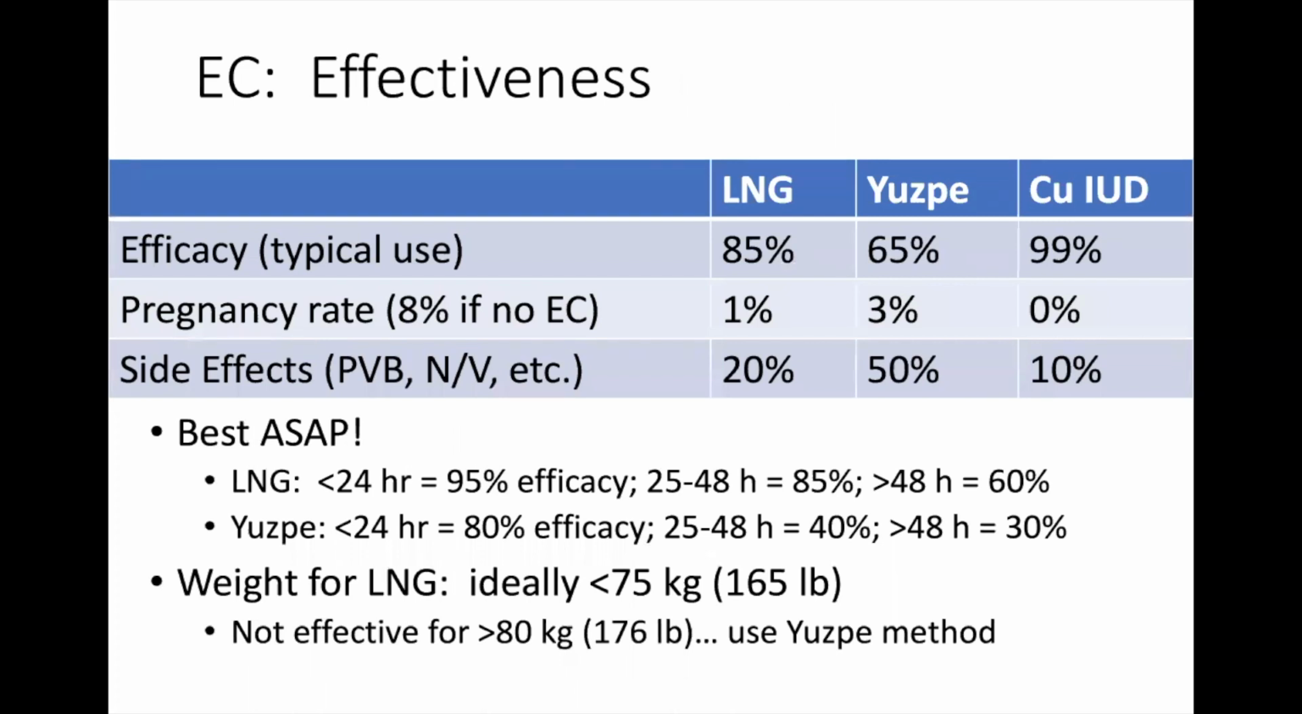Effectiveness: in typical use, levonorgestrel is about 85%, Yuzpe 65%, while the copper IUD is the best, about 90%. The pregnancy rate is lowest with the copper, then levonorgestrel, then Yuzpe. Side effects are more with Yuzpe, about 50%, because it contains estrogen and progesterone in high doses, then levonorgestrel, then the copper IUD. For levonorgestrel given within 24 hours, efficacy is 95%.